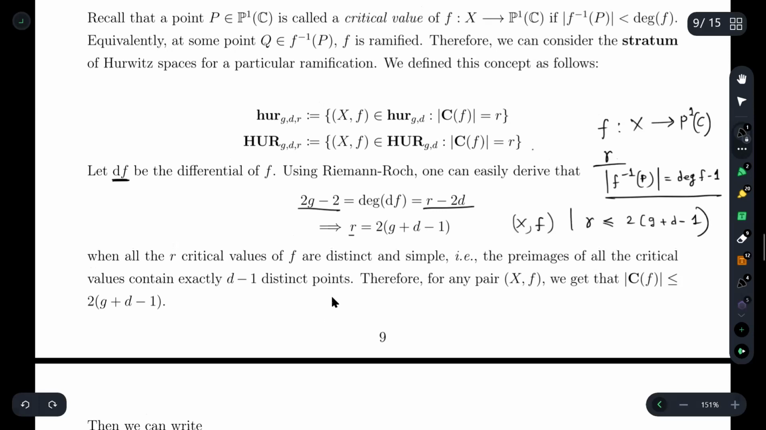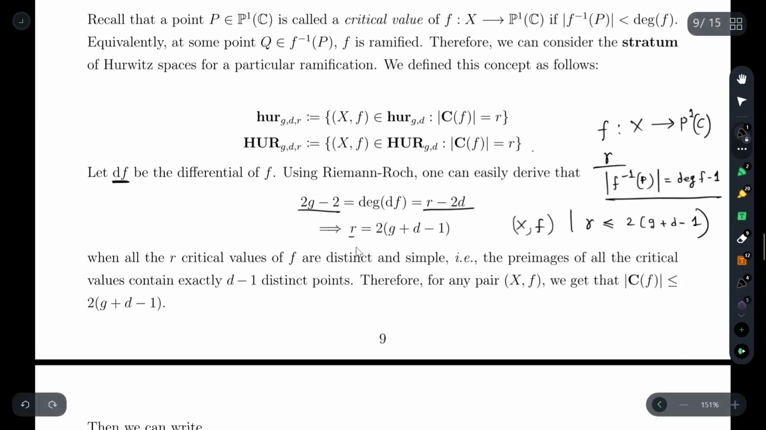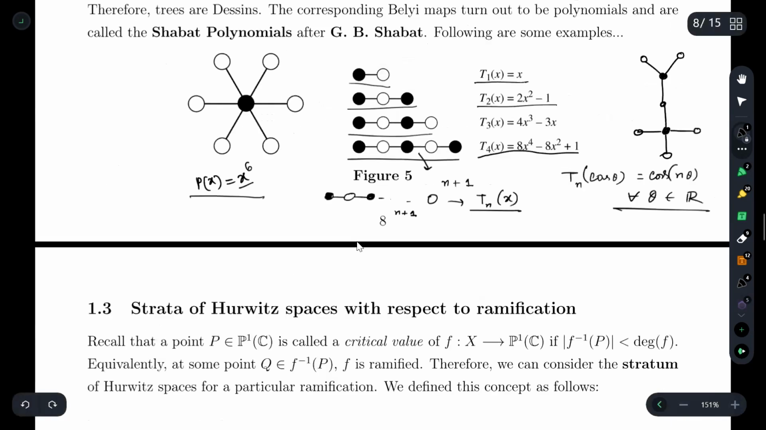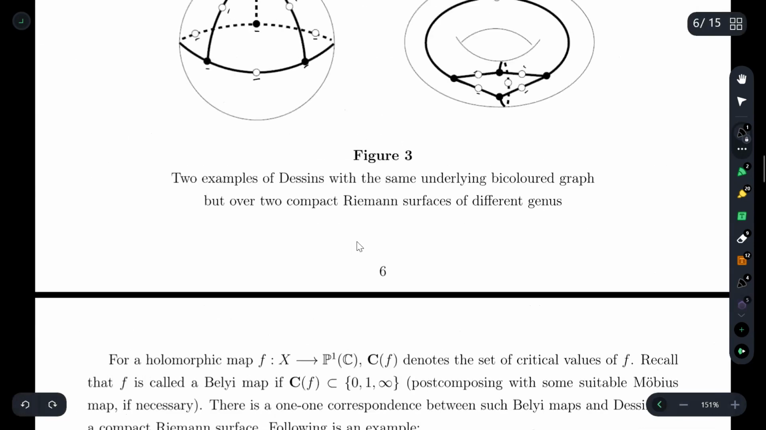I have one doubt. What is the difference between capital and lowercase Hurwitz? Sorry? What is the difference between the definition of capital Hurwitz and lower Hurwitz? Oh, the difference between them is defined earlier.